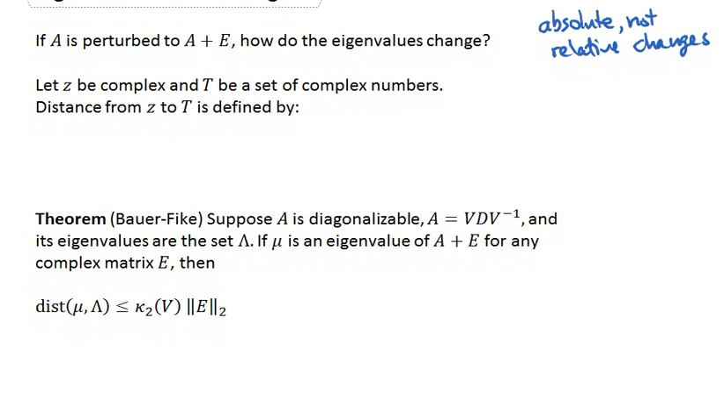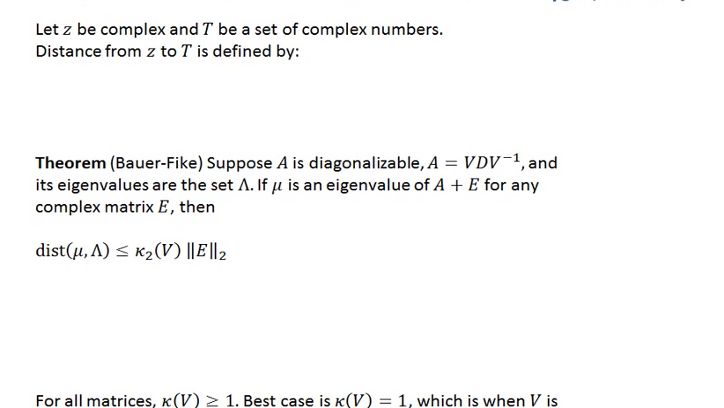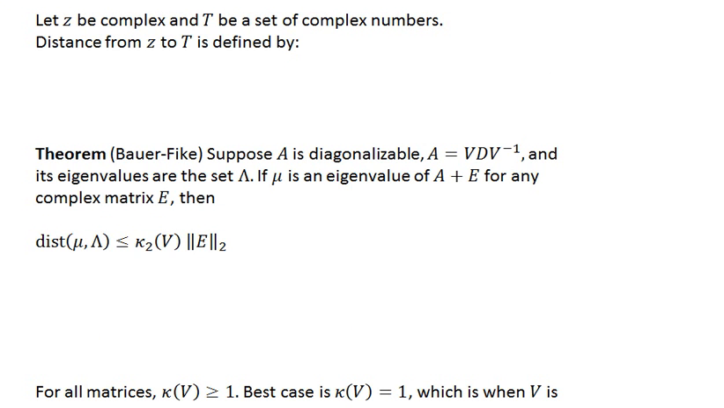Okay, before we get to there, we need one simple definition. So let's suppose that z is a complex number and t is some set of complex numbers. Then we want to define the distance. We define the distance from the point z to the set t as follows. So it's the minimum over all points w in t of the distance between z and w.